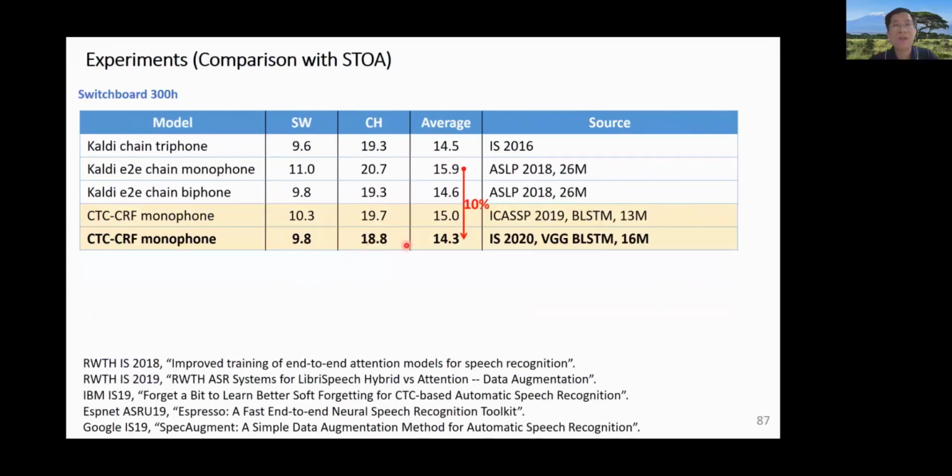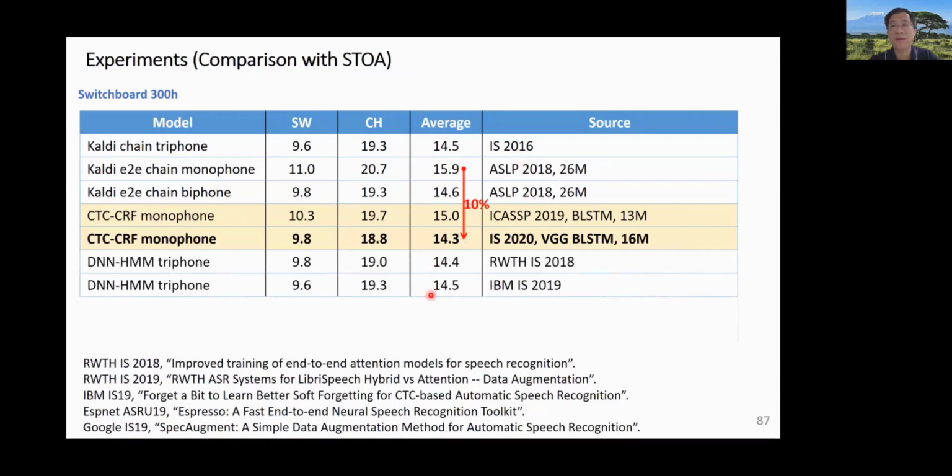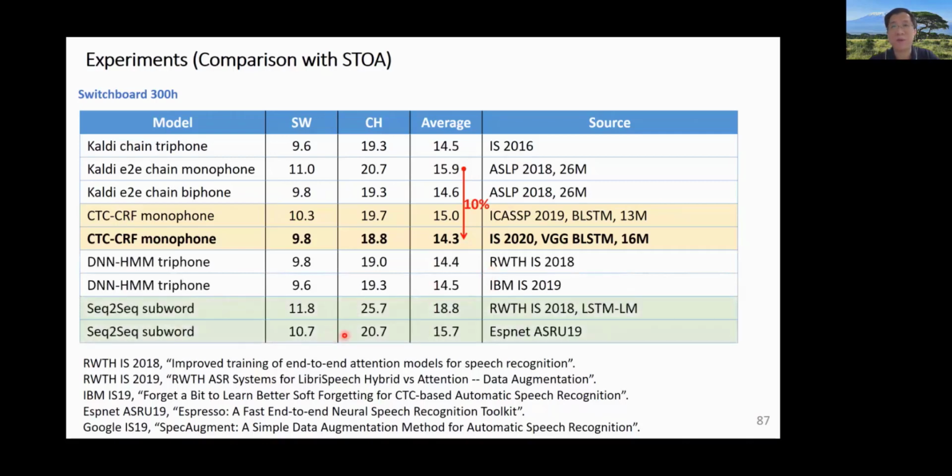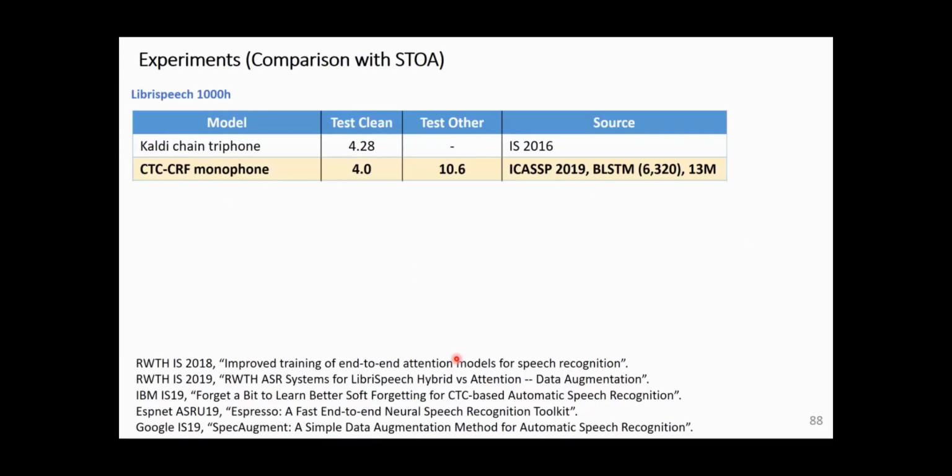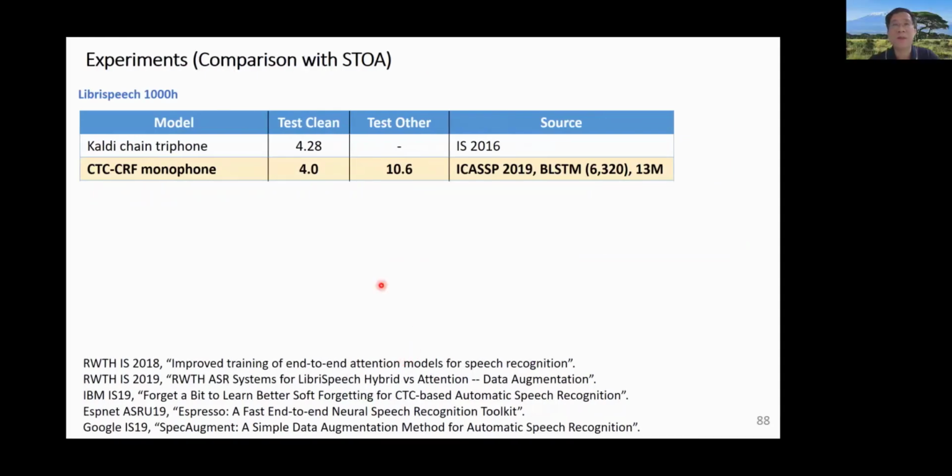And the CTC-CRF outperforms end-to-end models significantly and performs slightly better than the hybrid one. Compared to other contemporary models around the year 2020, CTC-CRF also performs very competitively with those models. The results of LibriSpeech are similar.